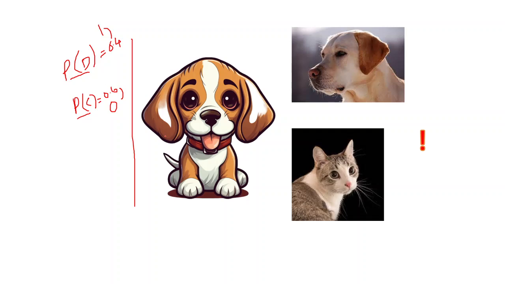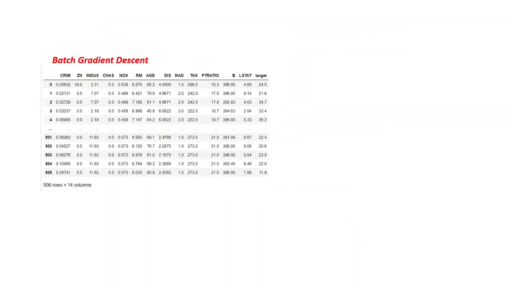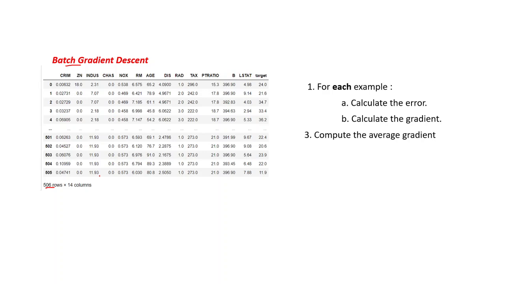So now let's focus on what this lecture was all about. First we will be dealing with batch gradient descent. In batch gradient descent, suppose you have a data set with 506 examples. For each example, you will calculate the error, then calculate the gradient and store it. After you have gone through all those examples, you will compute the average gradient, and based on that value, you will update the parameters.